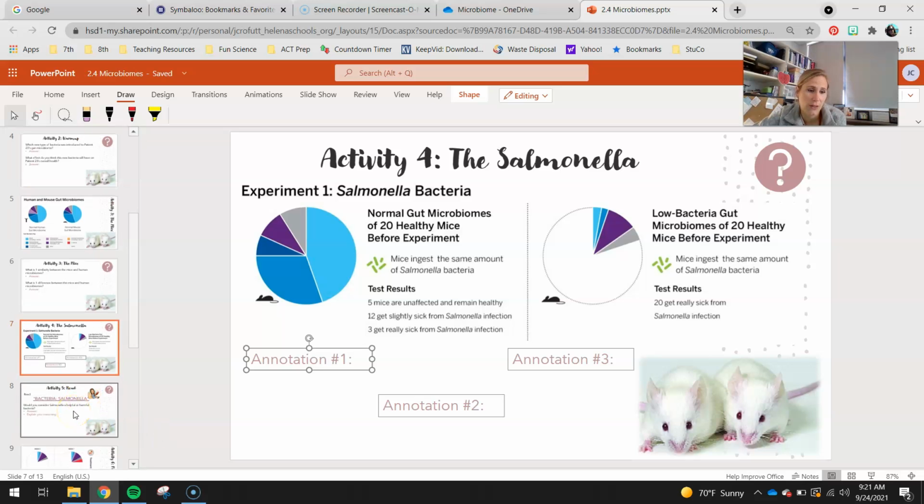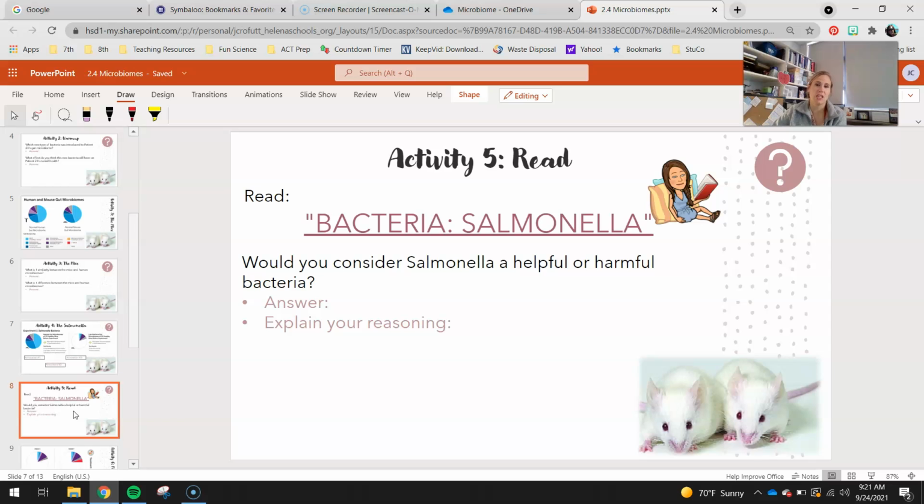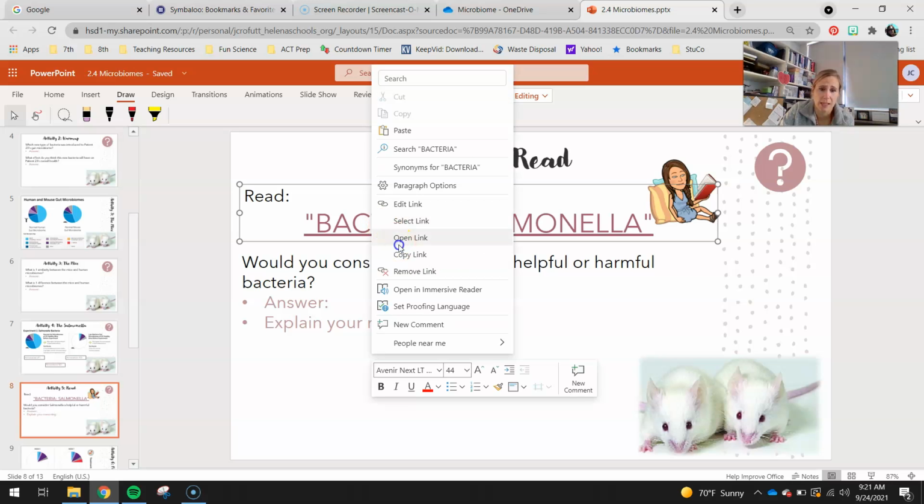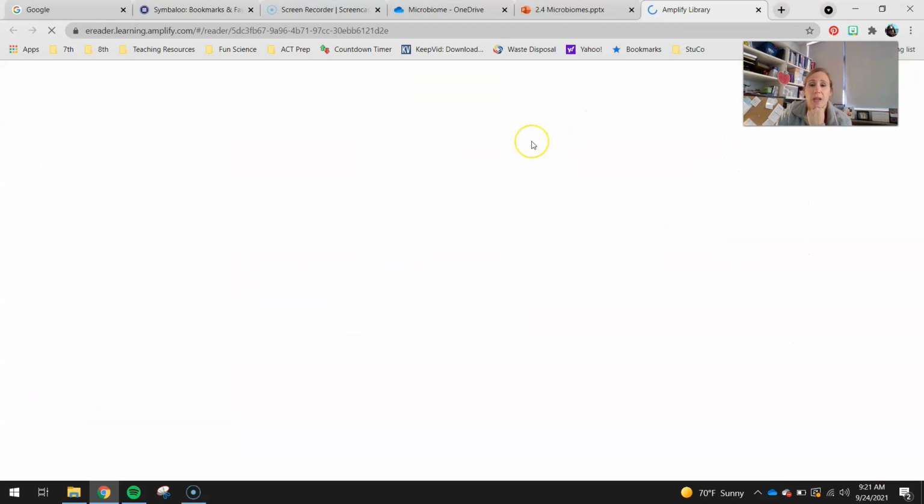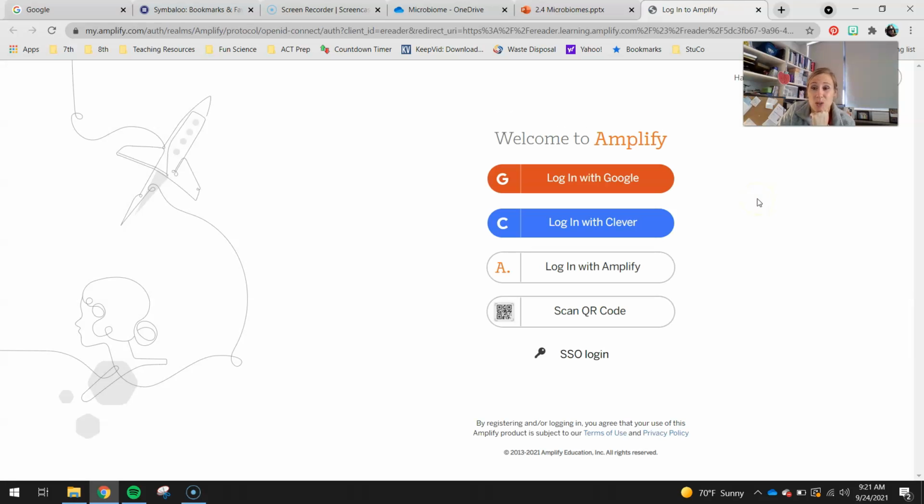We're going to move on to activity 5, which you guys are going to have a chance to read about a type of bacteria. So I'm going to go ahead. My computer's being super slow right now, so hopefully I can get this open for you guys. You guys are going to open up this first link called Bacteria Salmonella. This should be a bacteria you guys have all heard about to some extent.